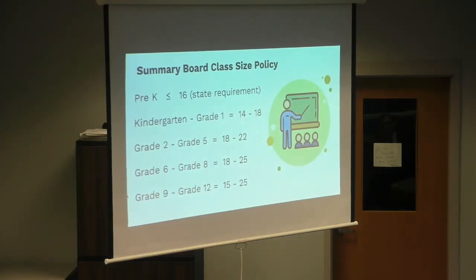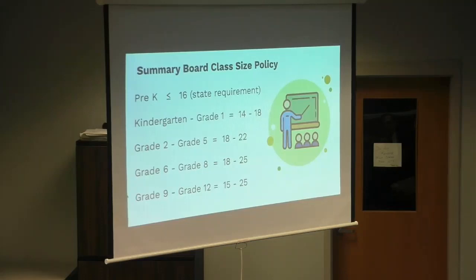For kindergarten through grade 1, our class size policy says it's 14 to 18 students. Remember, as we talk about this, we always try to budget in the middle of that policy. A few years ago, when we had some difficult budgets and funding issues arose, we had to go towards the top end of that policy, but our goal was to always be in the middle of that. Grades 2 to 5 is 18 to 22 students.